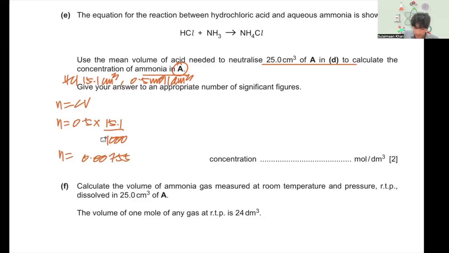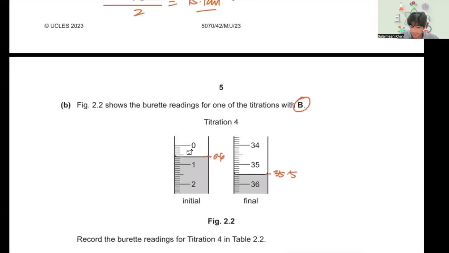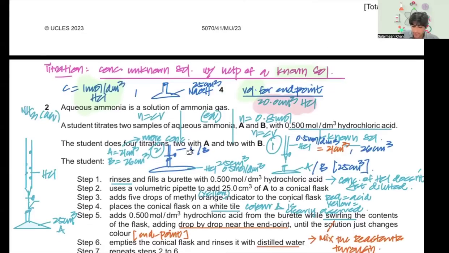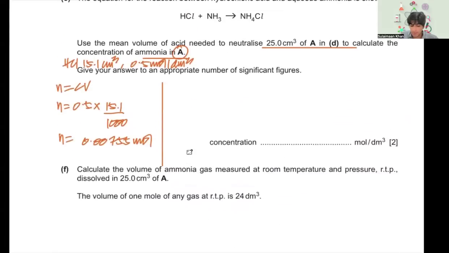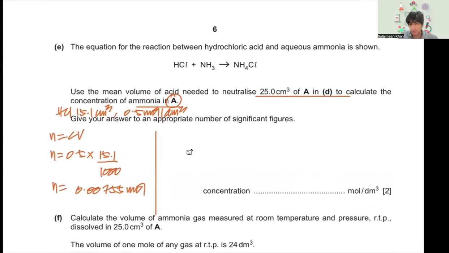0.00755. Look, that's the thing. You guys don't keep in mind the question. Some students are saying, sir, how do you know it's 0.5 mole per dm cube? It's written right at the start. That's why I say write it for yourself. That's why I gave you the entire idea. That's here, 0.5 mole per dm cube. The only problem with these questions is that they're lengthy and you don't write stuff for yourself, and you skim over the questions. That's the problem.